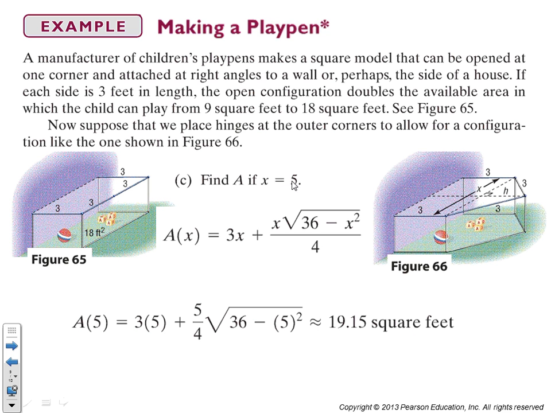Okay, so if I have x equals 5, so if I make it 5 feet across, let's find the area of our little playpen. We're going to take our area equation and plug in 5 for x. That gives us 3 times 5 plus 5 over 4 times the square root of 36 minus 5 squared. This is a simple calculator chug. If you don't know how to do this, take a moment right now and chug this in your calculator. If you don't get 19.15, let me know right away so that I can help you with that.